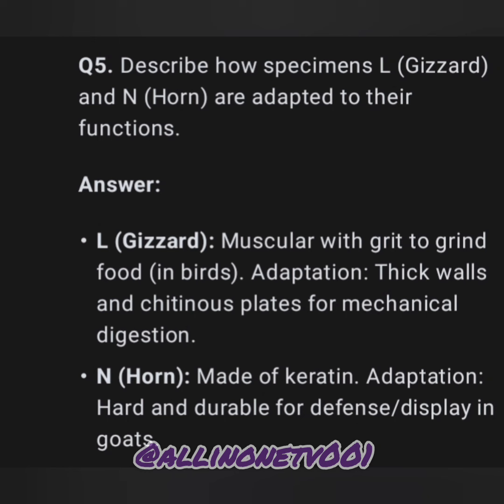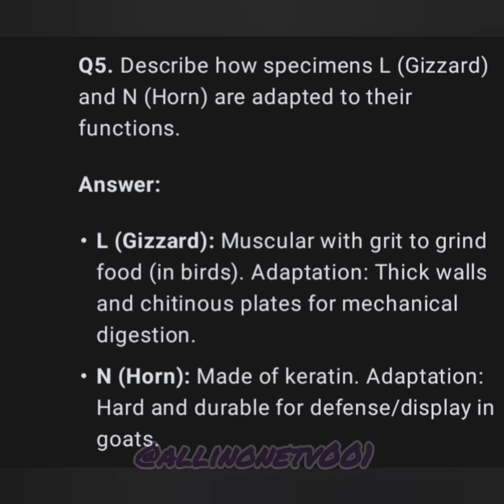Question number 5. Describe how specimen L, gizzard, and N, horn, are adapted to their function. L, gizzard, is muscular with grit to grind food. Adaptation: thick wall and chitinous plate for mechanical digestion. If you remember, you are listening well, I also mentioned it previously, but this one is just in other words. Specimen N, horn, is made of keratin. Adaptation: hard and durable for defense, display and growth.